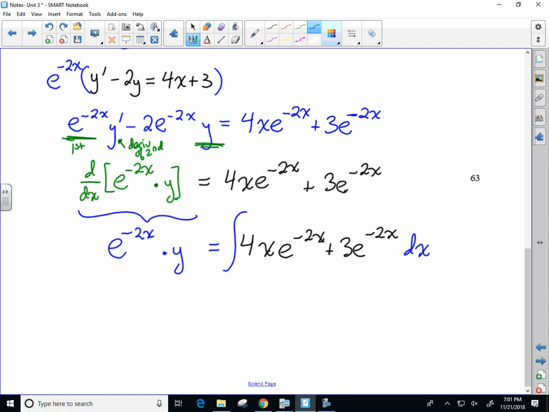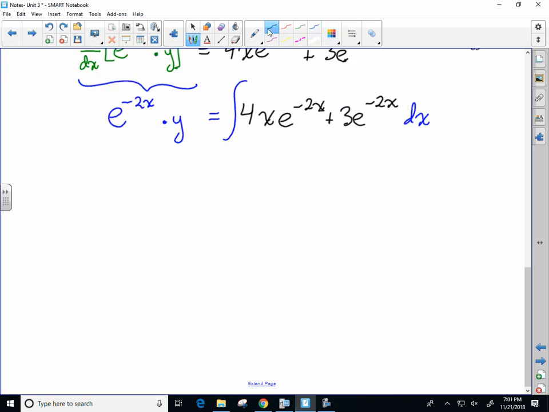So the big challenge is on the right-hand side, because I'm going to integrate both sides, but the integration is going to cancel with the derivative on the left. I actually have to do it on the right. So a little bit of work ahead of us, because this is two separate integrals. The integral of 4x e to the negative 2x dx plus the integral of 3e to the negative 2x dx.